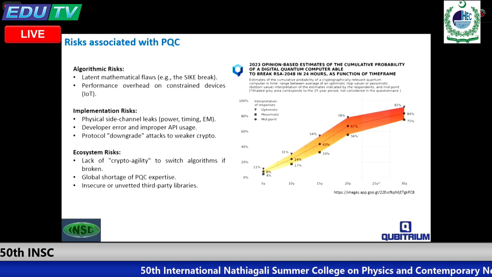And insecure or unvalidated third-party libraries, again, you need to rely on the repository. In this case, I think NIST. So therefore, there are risks associated with PQC. I didn't mention, I think, the biggest threat.